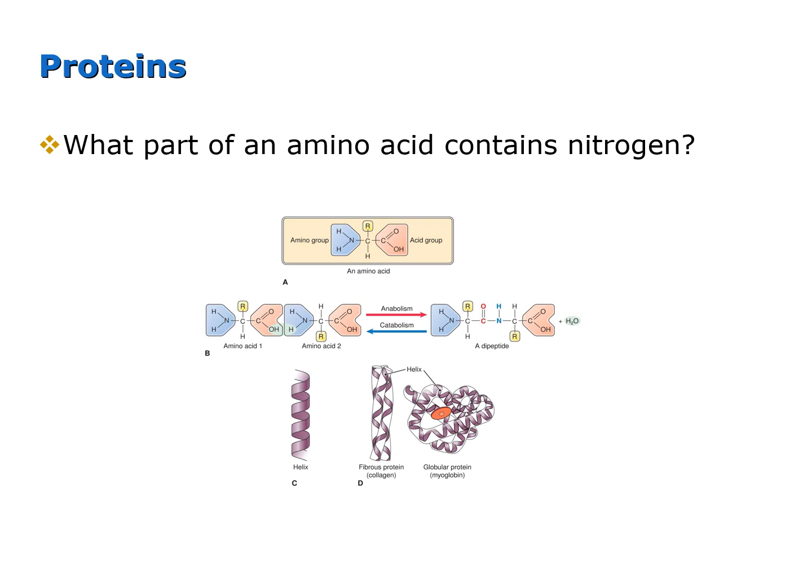So just to review a little bit about the amino acids, if you're looking at this slide, you can see that we have a carbon atom in the middle and a hydrogen atom connected to that. We have an amino group on one side and an acidic group on the other side.